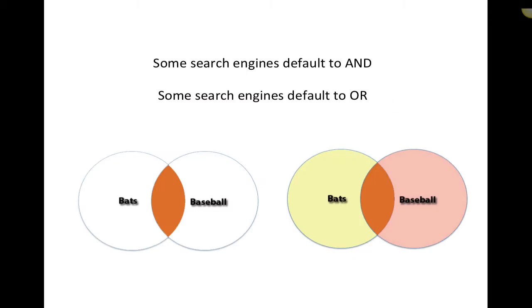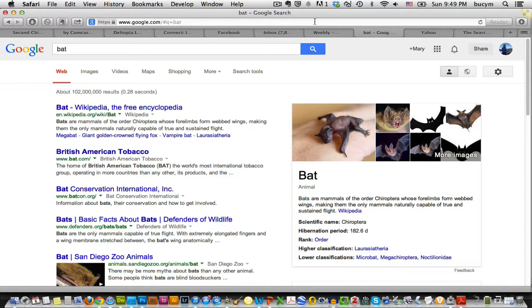But you can see that the results you get are going to be very, very different if you're typing in bats and baseball in a search engine that defaults to and versus one that defaults to or. So it's really important to know what the search engines you are using are searching for. So let's go back to this Google search that we've got, and let's take a look at it.